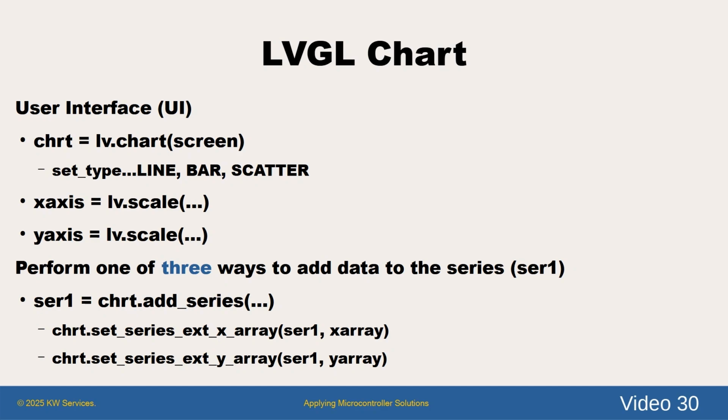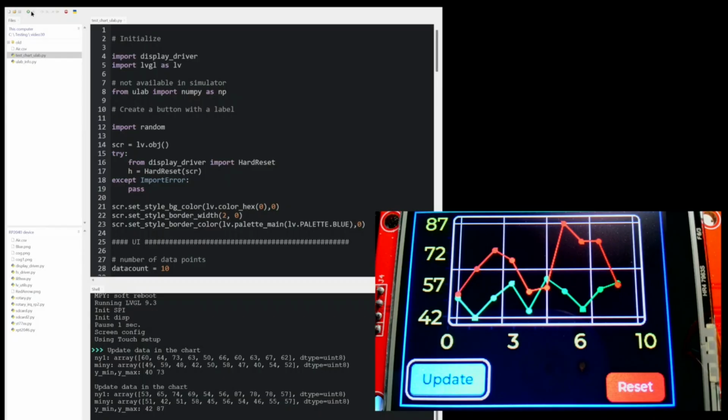An LVGL chart has 3 widgets: the chart's grid object and 2 axis objects based on scale, which we discussed in video 25. A chart can be one of line, bar, or scatter. Notice also there is a runtime step to add a data series to the chart. Now let's open test_chart_ulab.py in Thonny and let's review the code.